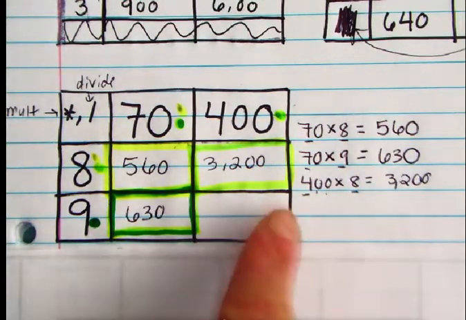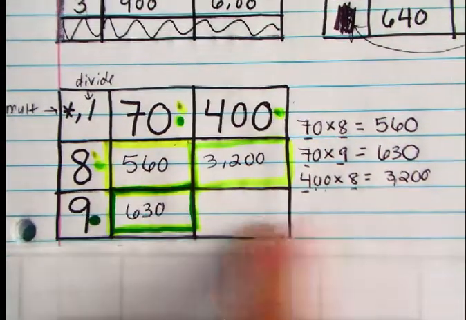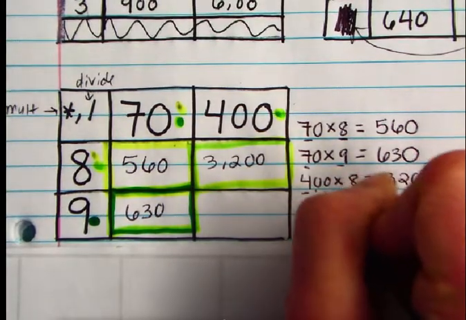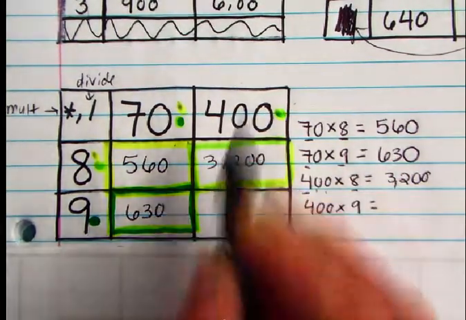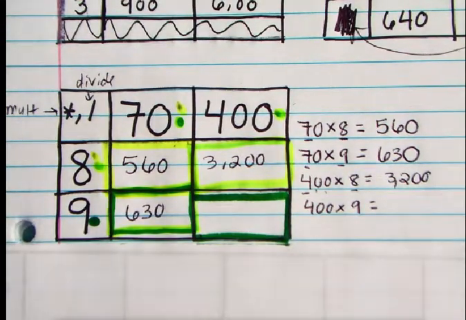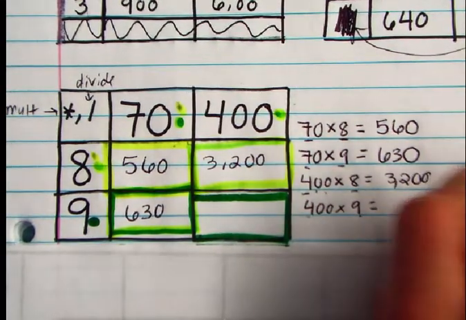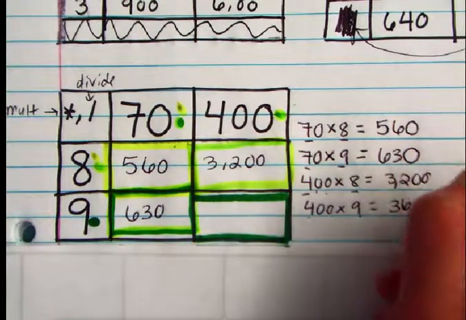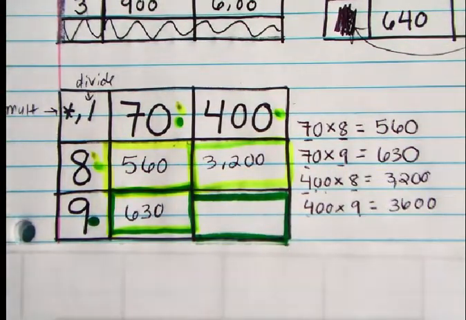And finally, our last one, 400 times 9. Four times 9 is 36. Add on 2 zeros, 3,600.